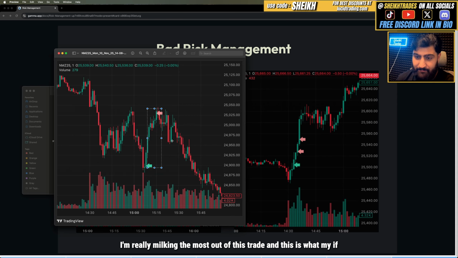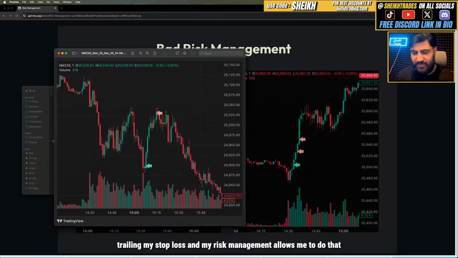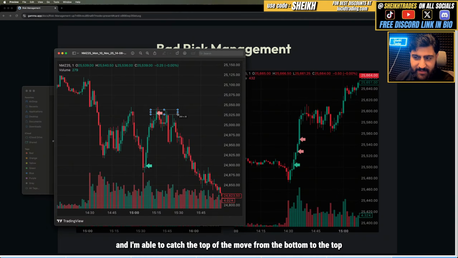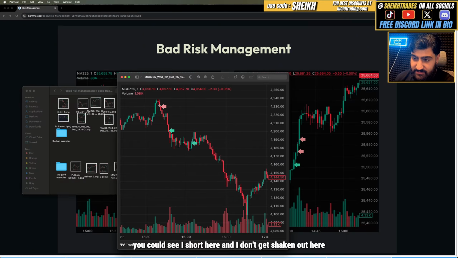Remember, I'm really milking the most out of this trade, and this is what happens if I'm in a clear state of mind. Trailing my stop loss, my risk management allows me to do that. I'm trailing my stop loss, trailing my stop loss, and I'm able to catch the top of the move from the bottom to the top. Gorgeous trade.